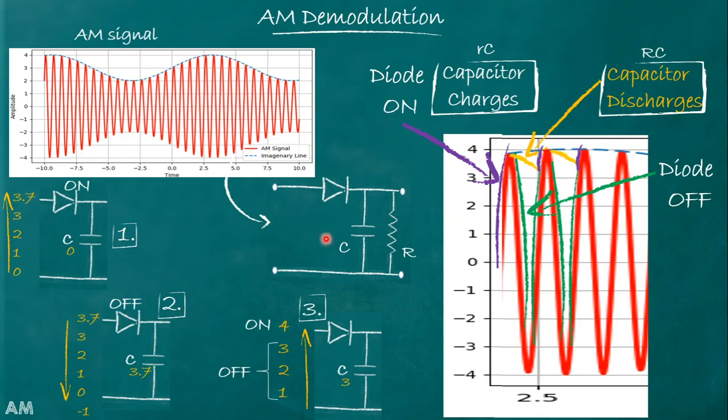Now initially let us assume that the capacitor is fully discharged, so the voltage across the capacitor is zero, and we are applying our AM signal. Here we can see that our input signal starts increasing from zero, 1, 2, 3 and so on. As our input signal increases, the voltage at the diode anode starts increasing.